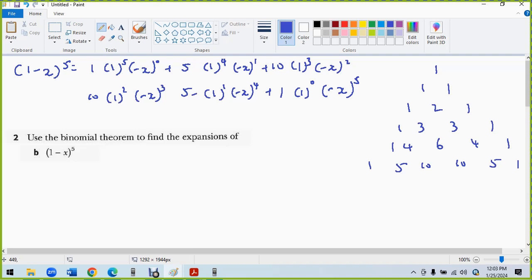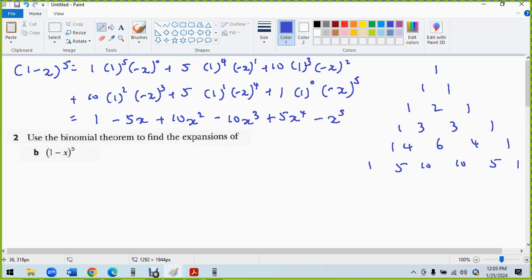Okay, so what we will have will be 1 minus 5x plus 10x squared minus 10x cubed plus 5x power 4 minus x power 5.